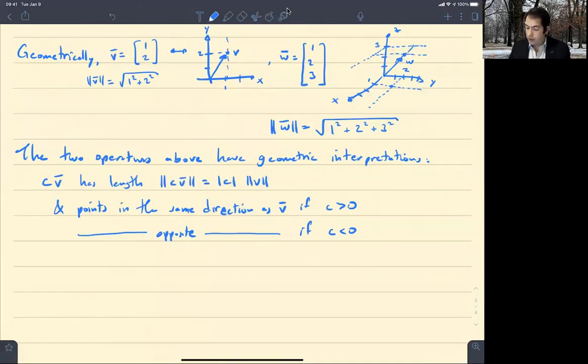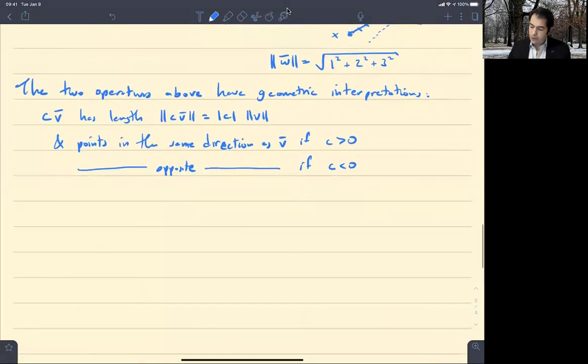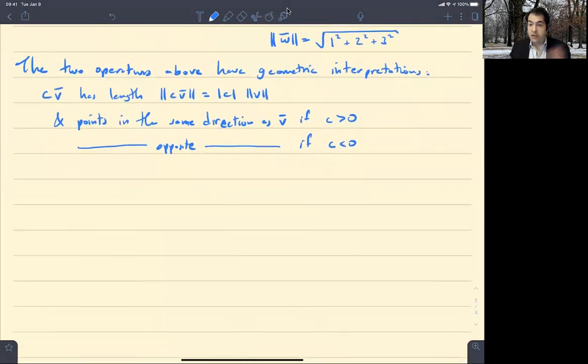And so here we go. The length gets multiplied by the absolute value of c, and the direction either stays the same or becomes exactly the opposite, depending on the sign of c. Of course, if you multiply by 0, you just get the 0 vector, to which we don't assign a direction, or we assign all directions, depending on what convention we were using.